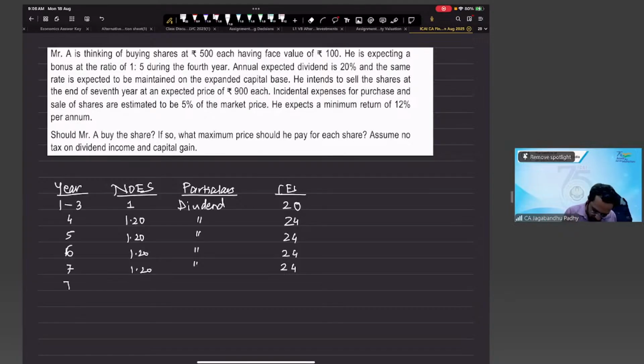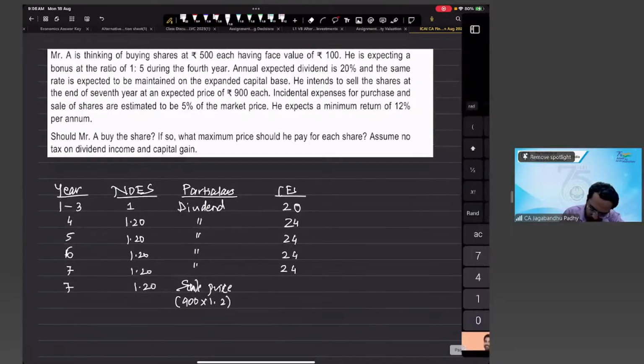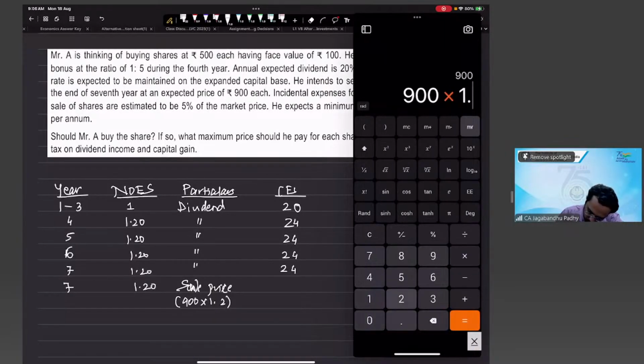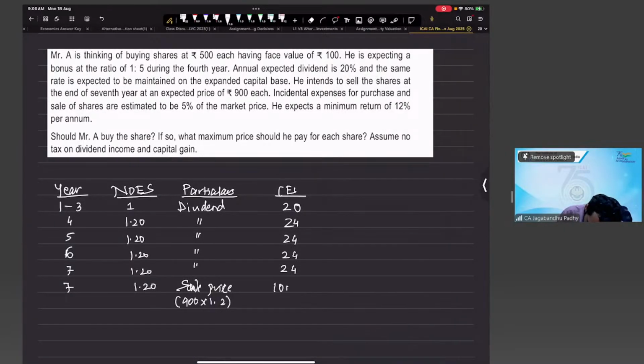Also, in the 7th year, for these 1.2 shares, you're going to sell. What's the sale price given? 900 rupees. So 900 into 1.2. What is the sale value? 1080. Okay. Then we need to take the present value factor at 12%. Right. And then we take the PV.